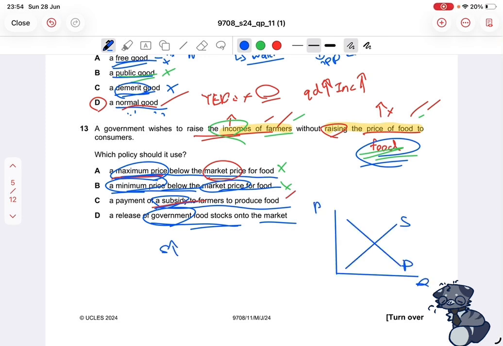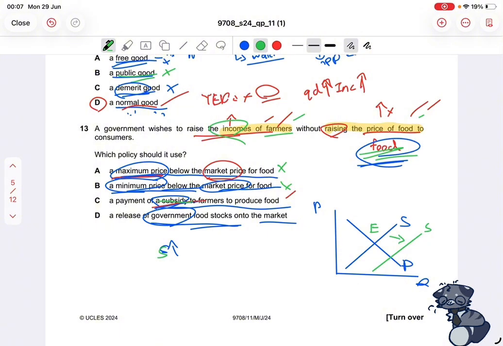Right, here is a demand and supply diagram again for food, and this is our equilibrium point right here. So if the government releases more stocks onto the market, that's basically releasing more supply into the market. So that means that the supply curve will shift to the right because supply has increased. So this is the new supply curve. This is kind of looking like the same deal with subsidies.